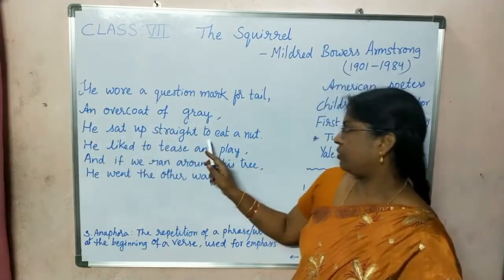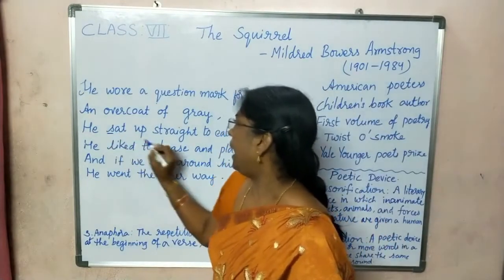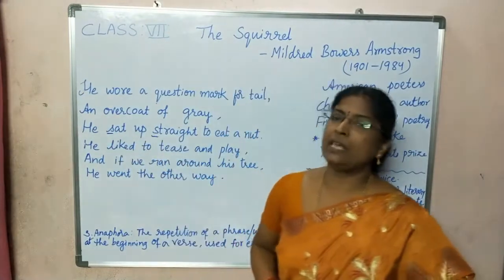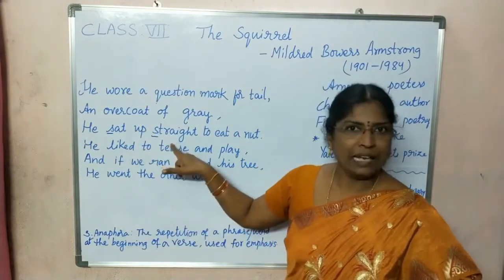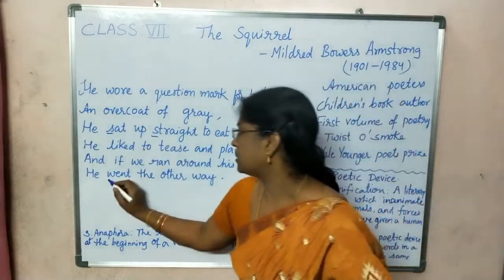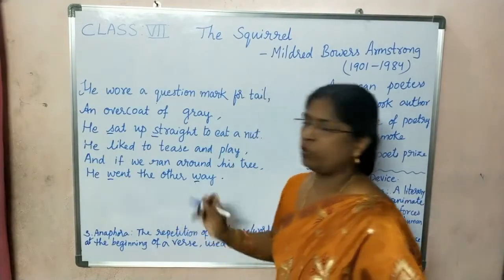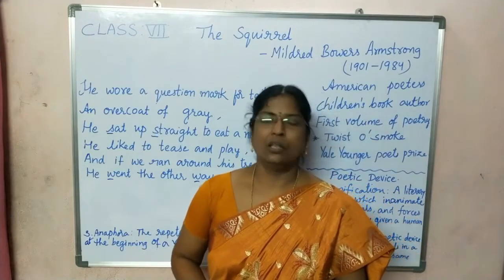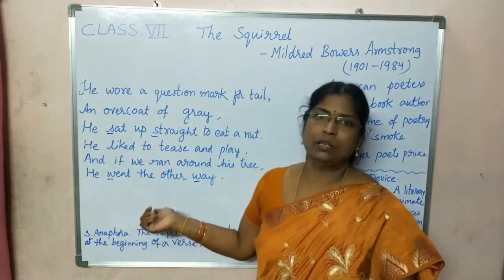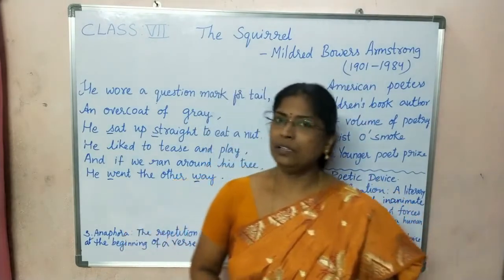"He sat up straight to eat a nut." So here, sat up, sir, and straight. These two have the same consonant sound. So sat and straight is an alliteration. Now see the last line. "When he went the other way." So went and way. This verse is also an alliteration, where it has a common consonant sound. So is this clear? Now coming to the other literary device.